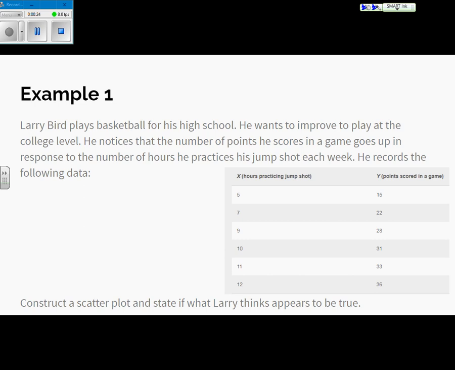So he notices that the number of points he scores in a game goes up in response to the number of hours he practices his jump shot each week. And so he records the following data. As you can see, we have a list of X's and a list of Y's here, where X's represent the hours practicing his jump shot, and Y is the number of points that he scores in a game. What I want to do is construct a scatter plot and say what Larry thinks appears to be true.